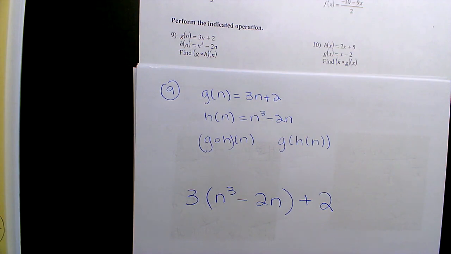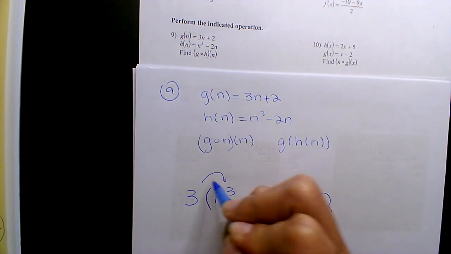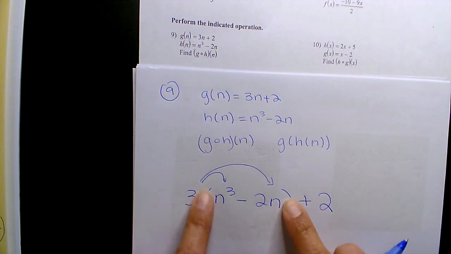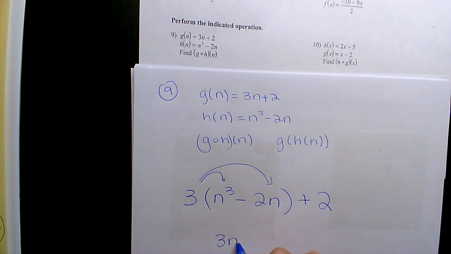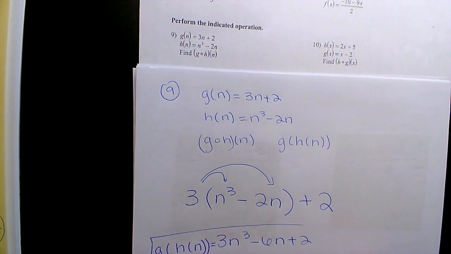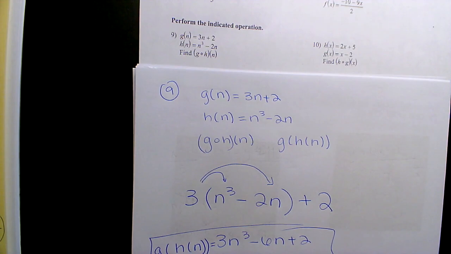So what's the one thing I can do? Multiply. Yeah, distribute. Go ahead and distribute that 3 into this grouping, right? So I get 3n cubed minus 6n plus 2, and that is your G of H of n. And that's it. That's it, you guys. Oh, I'm sorry, you can't even see.